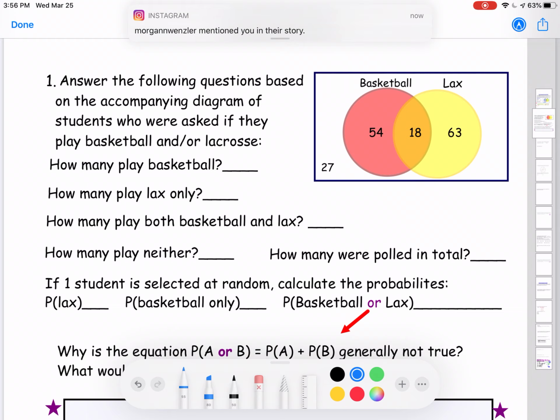Answer the following questions based on the accompanying diagram. The first thing I'd like to do, before we even start any of the questions, is see how many are in basketball altogether. To figure out how many in basketball altogether, we add up 54 and 18. So there's 72 altogether.